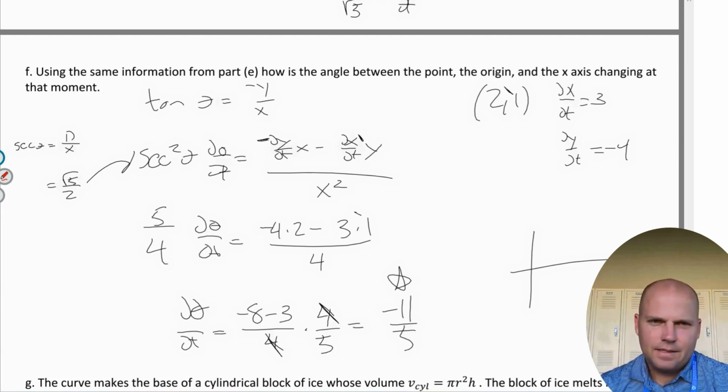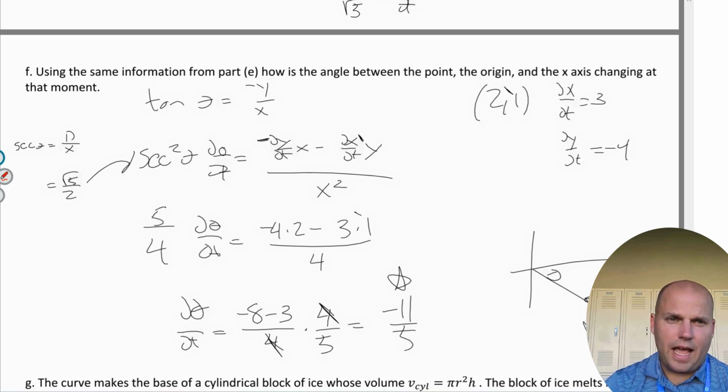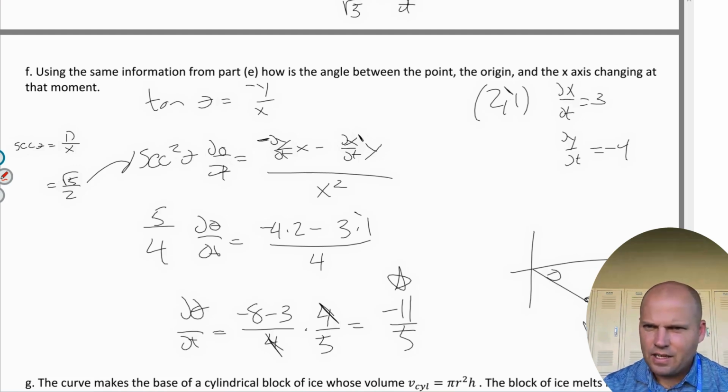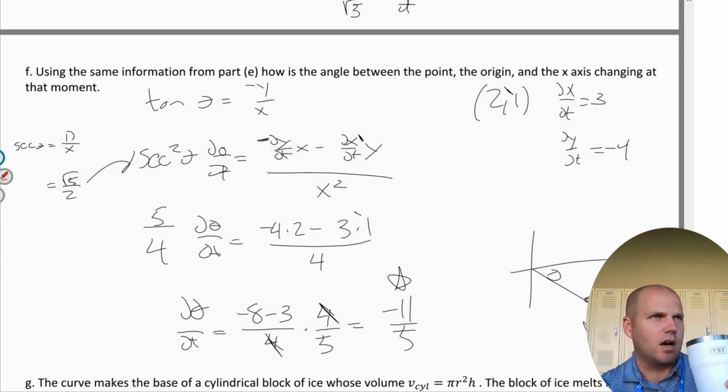Let's see what that looks like. I think it makes sense for our angle to be decreasing because I'm going up and to the right. No, I'm going down and to the right. I'm going down more than I'm going over at this moment. I think my angle should be increasing. So I will accept this answer, but I don't like it. But again, I'm going to put things in the first quadrant so we don't have to worry about this negative y in our tangent formula.